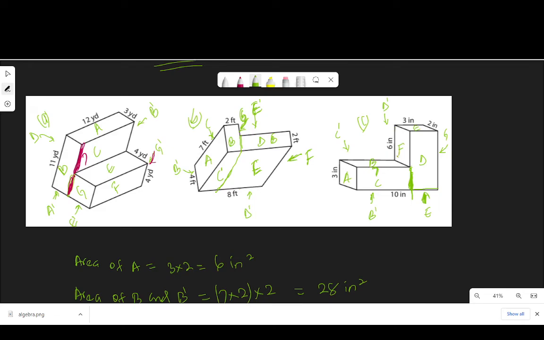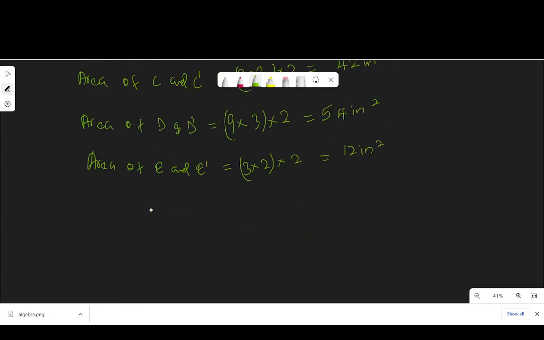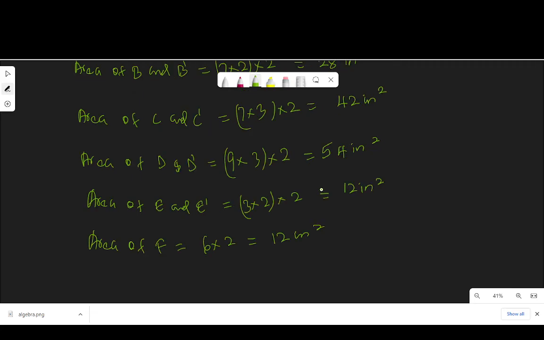The length is 6. The width, this side here is 2. This line and this line are equal. So 6 by 2. Area of F is 6 by 2, which is 12 inches squared.